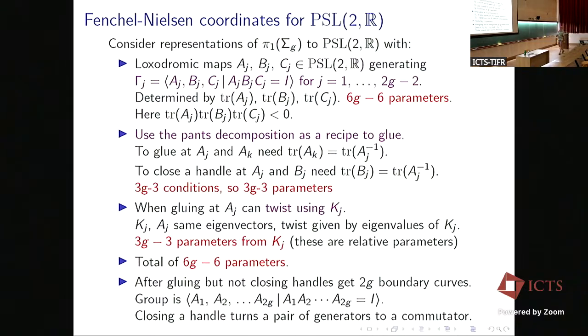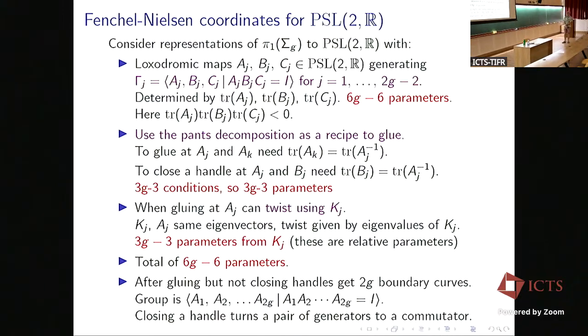Okay, so that gives me a total of 6G minus 6 parameters. Those are my Fenchel-Nielsen coordinates. And now let's just do a little sanity check.